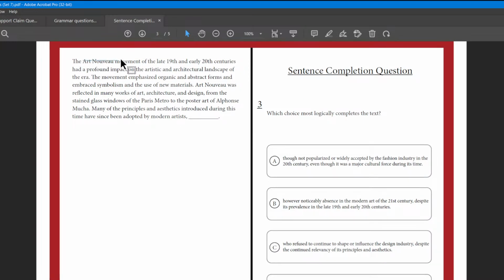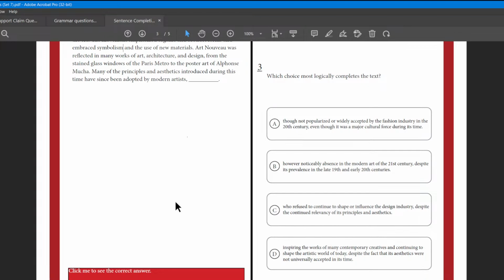So first of all, it's about this Art Nouveau movement. I don't know what that is, but that's fine. Whatever. It emphasized organic abstract forms, symbolism. You could see some examples of it here. Paris Metro. Cool. Adopted by modern artists. All right. So I probably here want to get in touch with something related to those modern artists, right? This answer would probably want to be something connected to them.